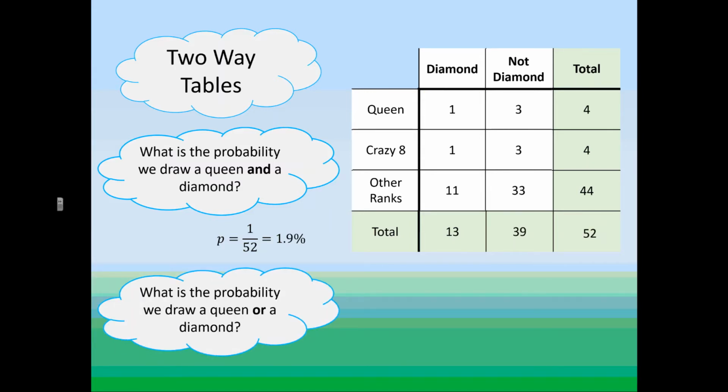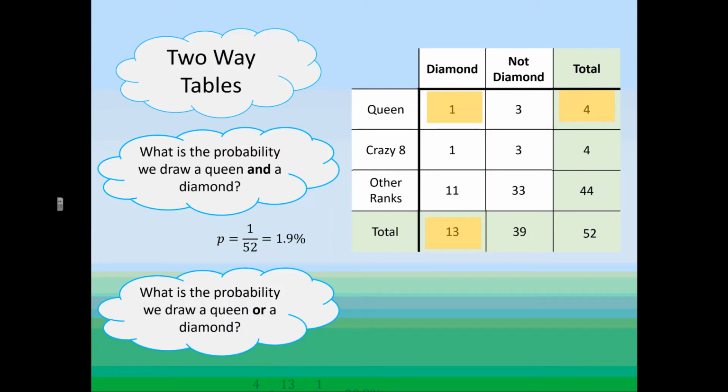What is the probability we draw a queen or a diamond? In this case, we want the queens. There are a total of 4 queens. We want the diamonds. There are a total of 13 diamonds. And most people would just try and take the 13 and add it to the 4. But if we do that, we've double counted the Queen of Diamonds. We counted it in the diamonds, and we counted it for the queens. This is where things get tricky.